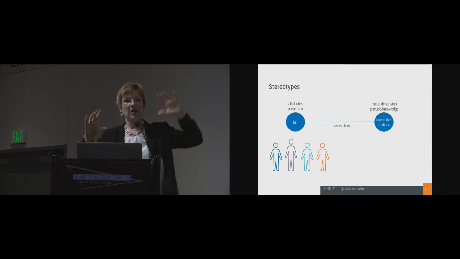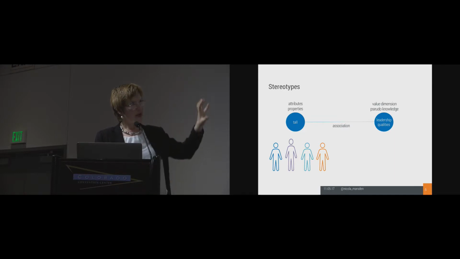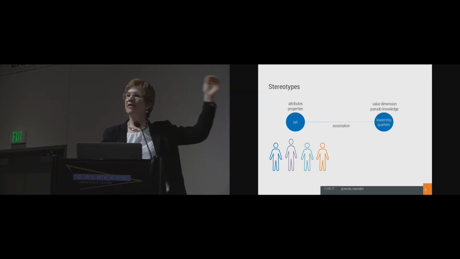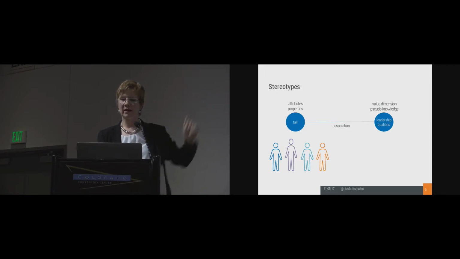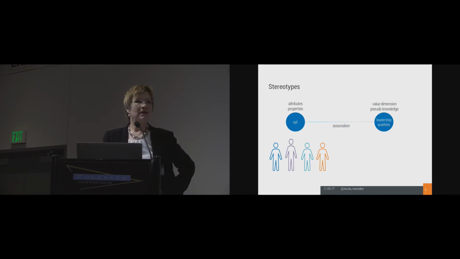value dimension. So to have a stereotype, you have the characteristic on one hand, and then you have that associated, connected with some kind of value dimension. A stereotype will always have those two things. It can be positive, it can be negative, you can be aware of it or you cannot be aware of it. You can even find the stereotype totally silly, but it's still there.